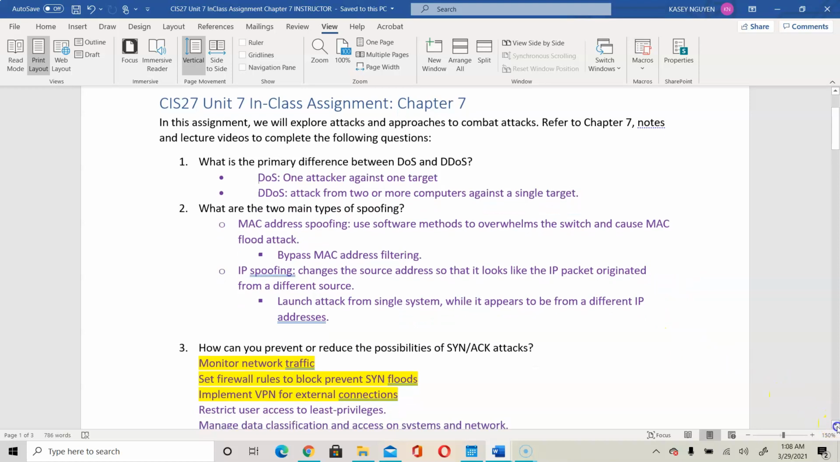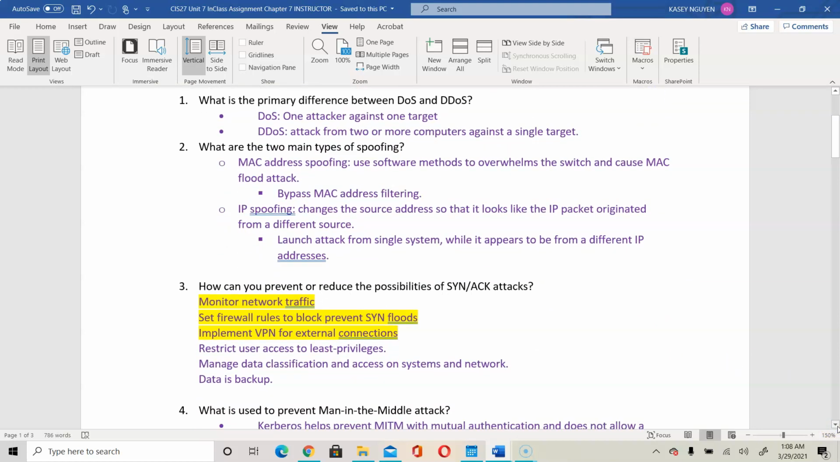And to prevent a Syn attack, as we talked about Syn attacks with the 3-way handshake and how it disrupts the handshake process, to prevent or reduce the possibility of this type of attack, we would monitor the network traffic. You can use a network monitoring tool like the Network Monitor that Microsoft provides with the server, or you can use Wireshark, which is a network sniffer. You can analyze the network traffic against the baseline.